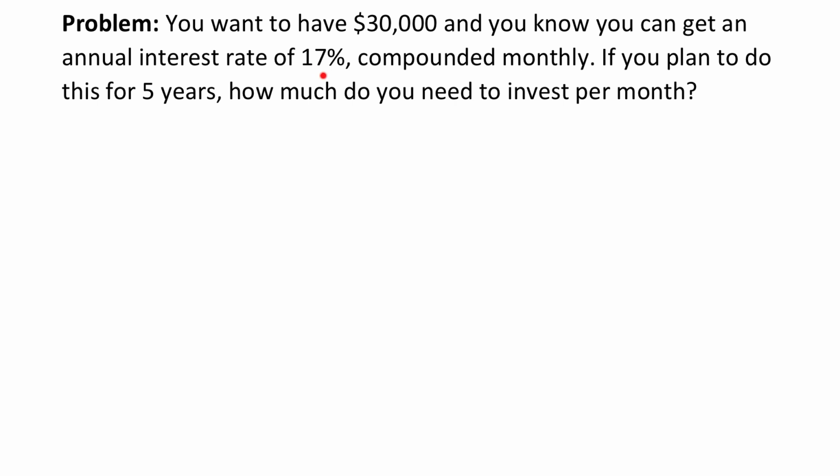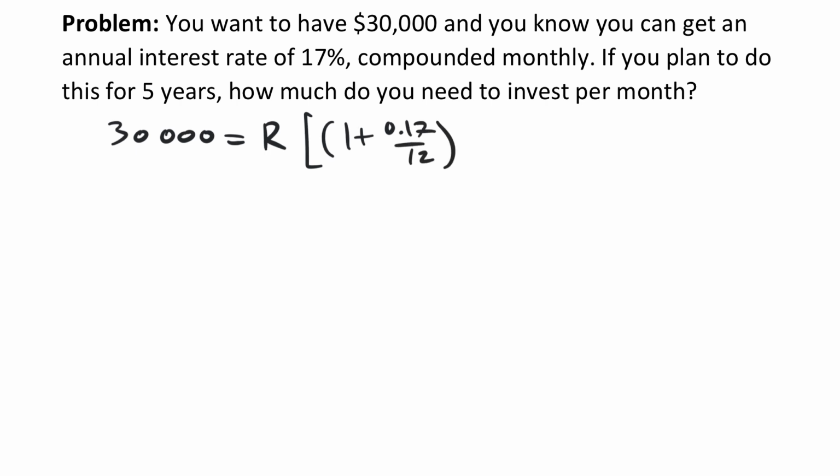So again, we know the interest rate. We know we want that car in 5 years, and we know the car is going to cost us $30,000. The question is, how much should we be saving per month right now? So we go ahead and set it up like this. $30,000 is our future value. R is our payments. We don't know how much we should be investing. 1 plus the interest rate is 0.17 over 12. N is 5 times 12, which is 60. So we're doing 60 investments.